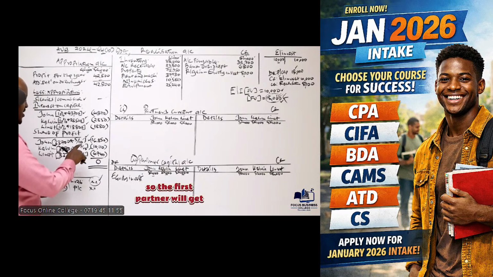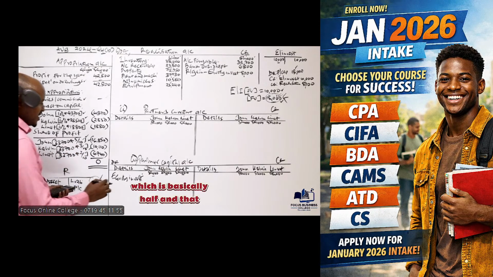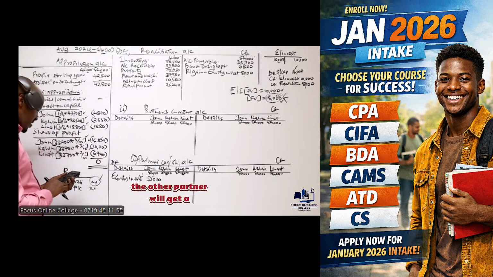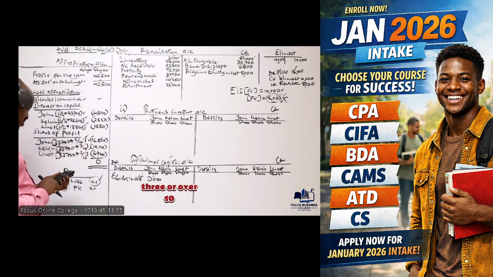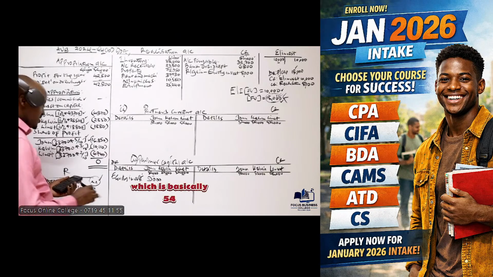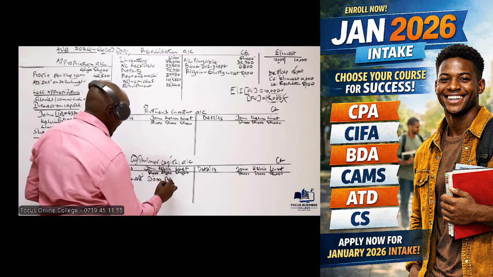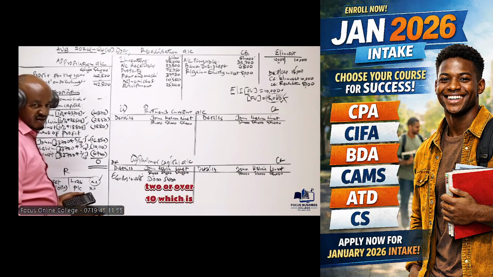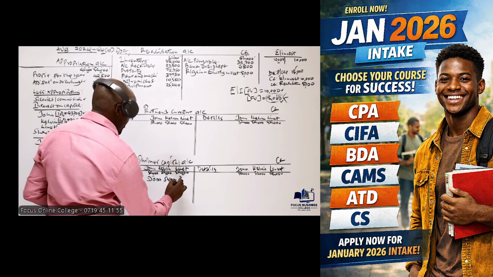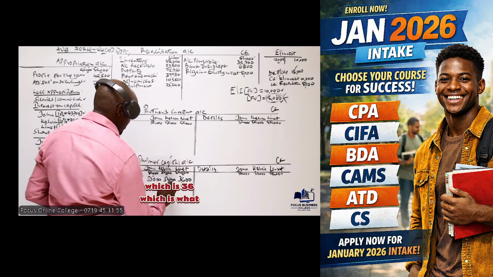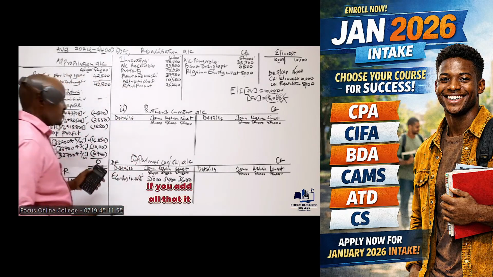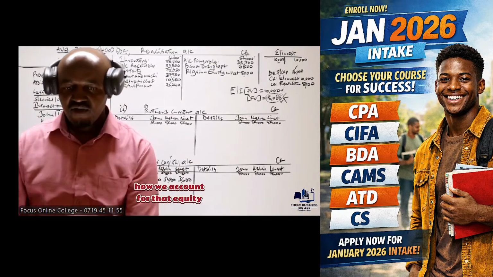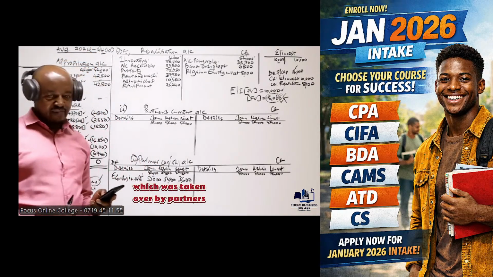So the first partner will get 5 over 10, which is basically half, and that is 9,000. The other partner will get a share of 3 over 10, which is basically 5.4. And the other partner will get a share of 2 over 10, which is 3.6. If you add all that, it should give us an amount of 18. That's basically how we account for that equity investment which was taken over by partners.